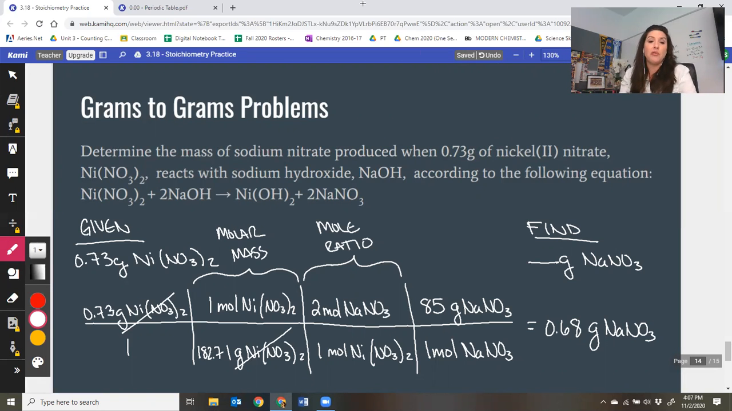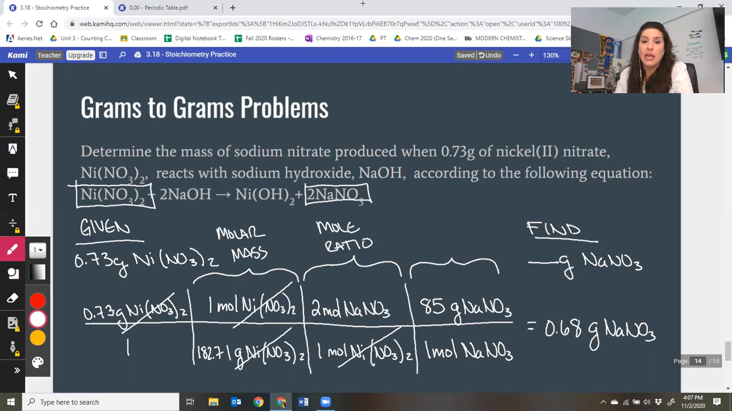So the only way to go from moles of nickel 2 nitrate is to compare it to moles of sodium nitrate. And I did that by seeing that there was a 1 mole to 2 mole ratio. And I just brought those coefficients along for the ride in our mole ratio step. In the final step, when I had solved for moles of sodium nitrate, I once again used molar mass to convert from moles to grams of that same substance.